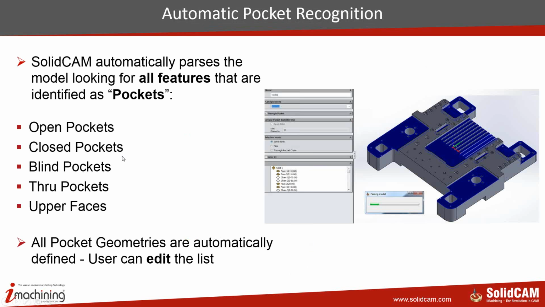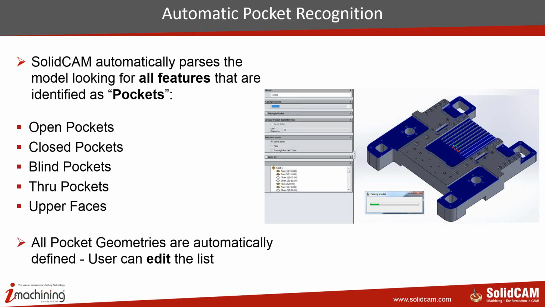Let's first start off with the pocket recognition. What exactly are we recognizing? What features are we actually recognizing when we talk about pocket recognition? Well, we're talking about features such as open pockets, closed pockets, or blind pockets, those are pockets that have a floor on the bottom, or through pockets as well.